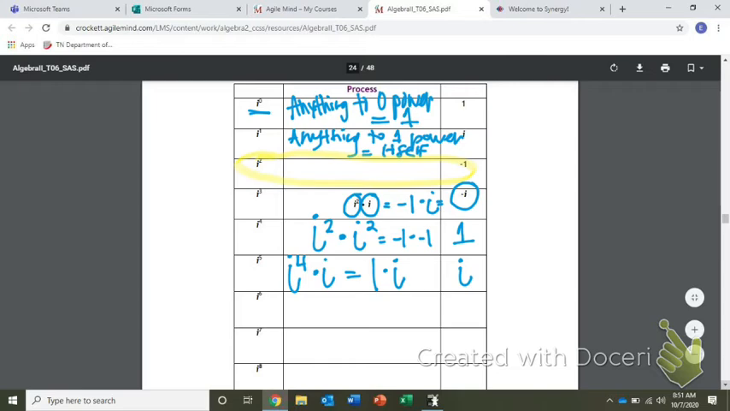For i to the 6th, I'm going to use an i to the 4th and an i squared, because 4 plus 2 equals 6. i to the 4th equals 1, and i squared equals, what's i squared equal? -1. So a positive 1 and a -1 makes a -1.